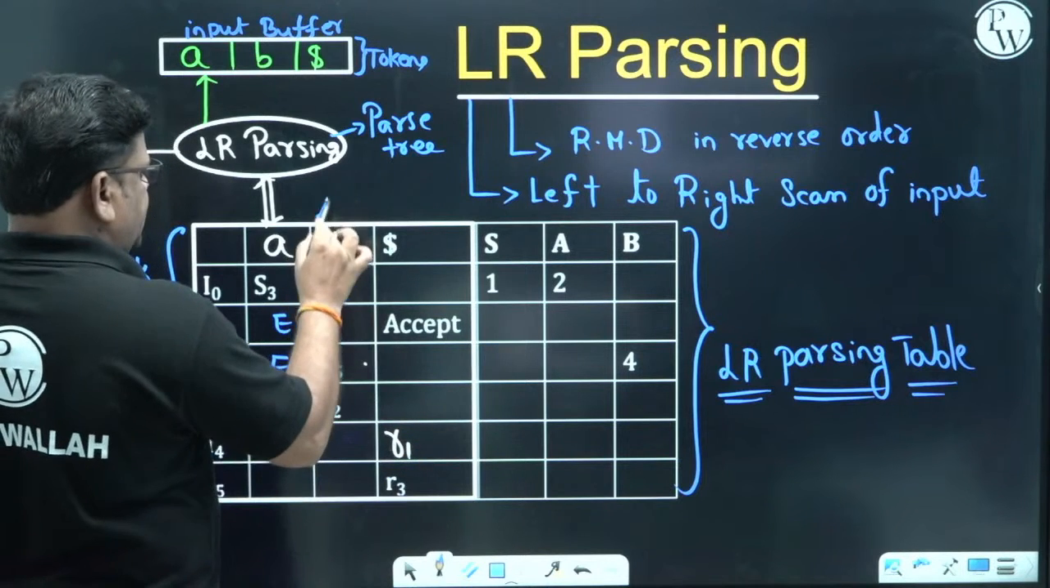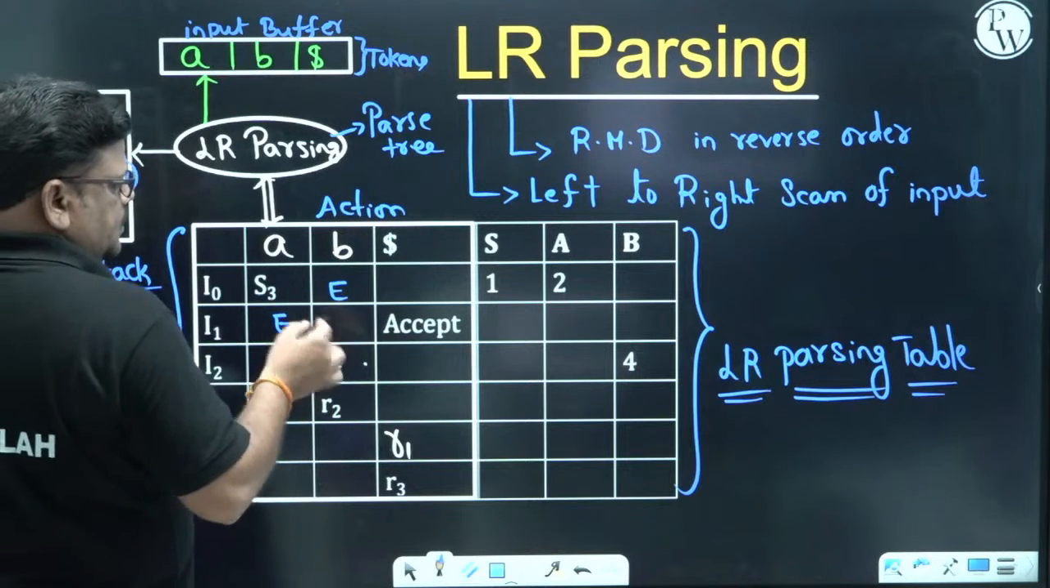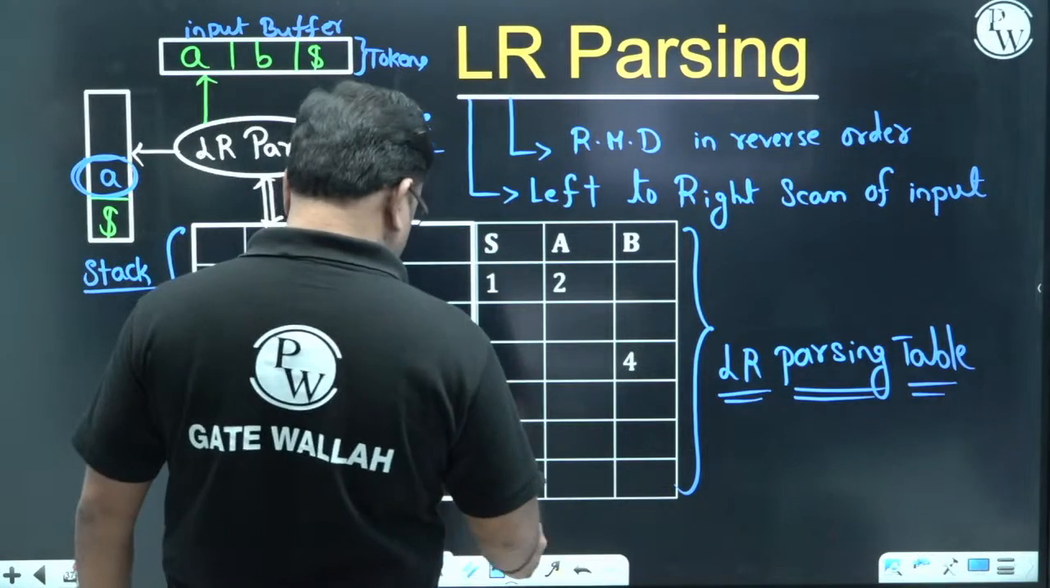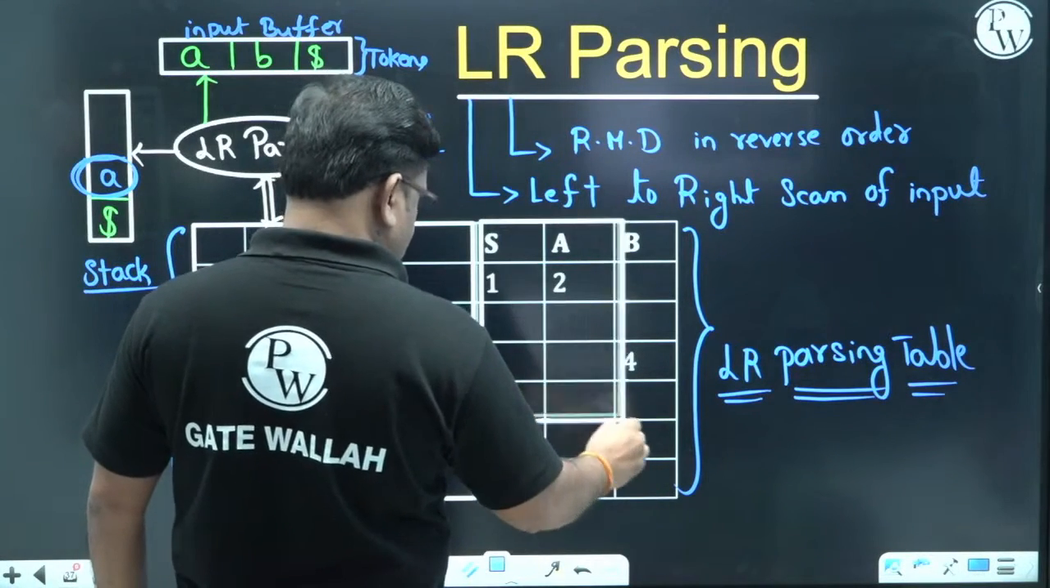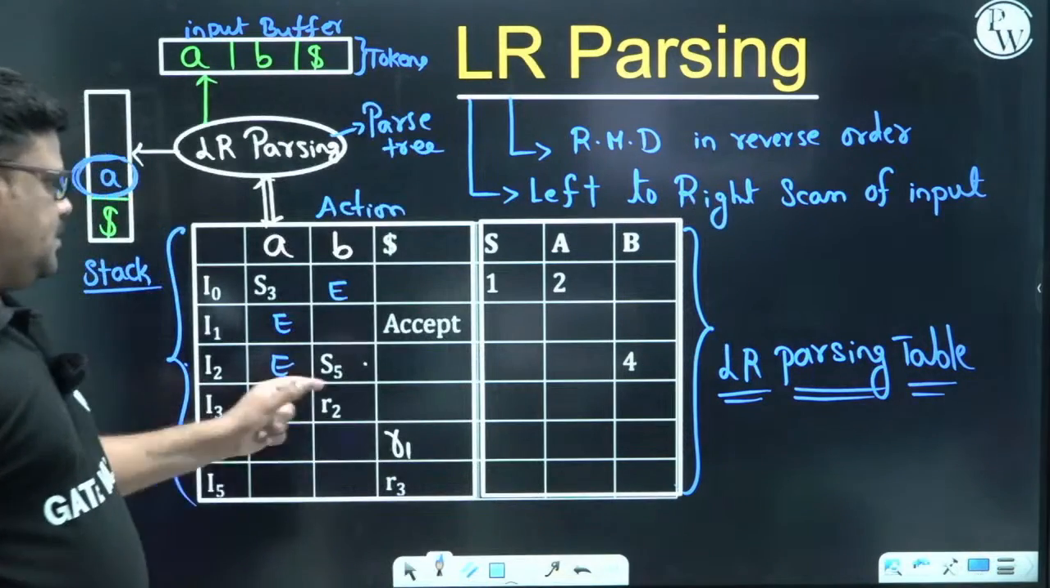This is called as action. Here shift actions, reduce actions information is there, and the columns are terminals plus dollar here. All the non-terminals are this side, and this is called as goto table here. So we have to prepare this table now.